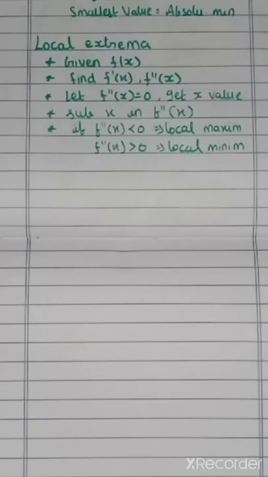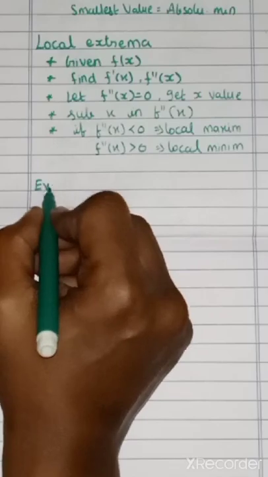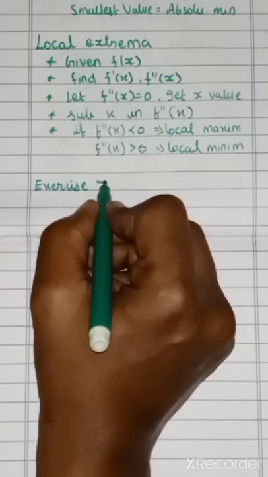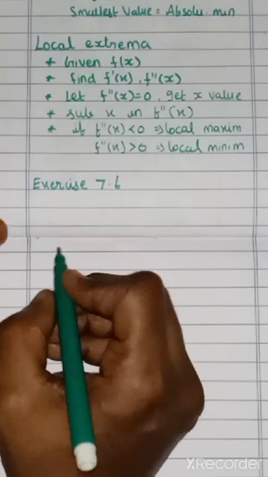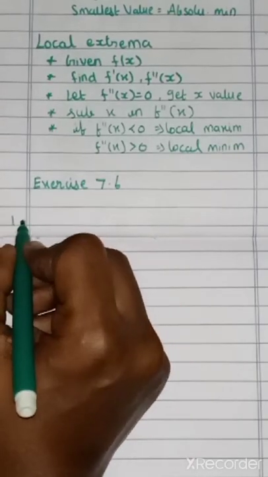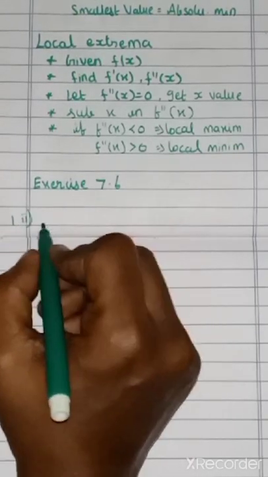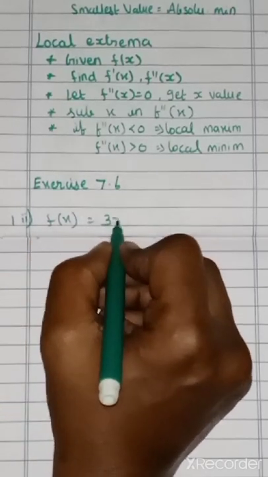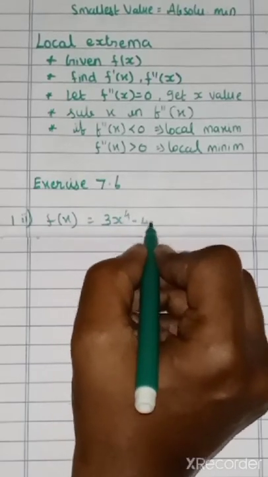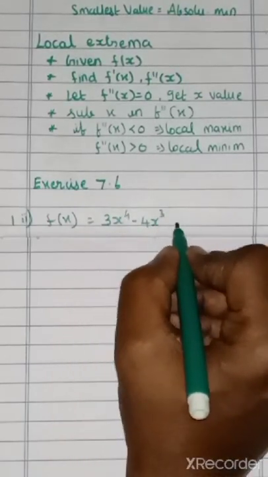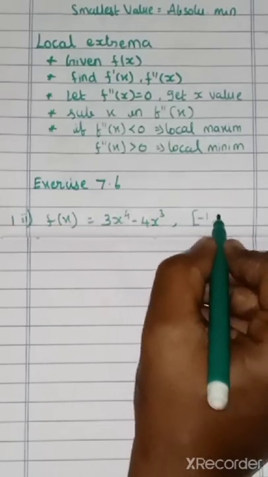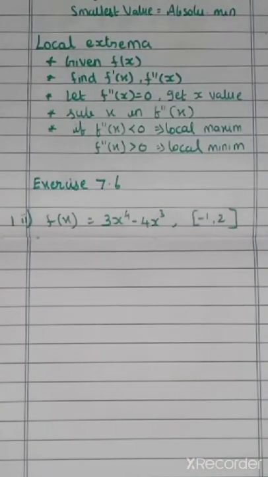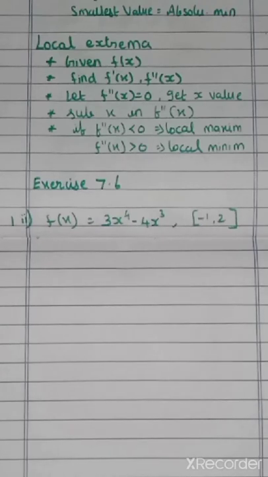Okay, so take your exercise 7.6. First problem, second subdivision. Question: f of x equal to 3x power 4 minus 4x cube, and the interval is given as minus 1 comma 2. Find the absolute extrema of the following functions on the given closed interval.